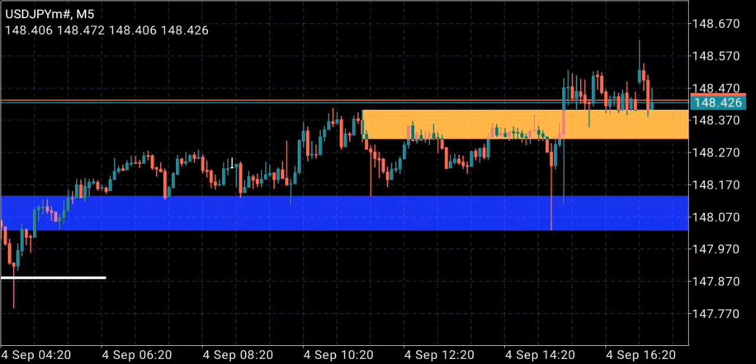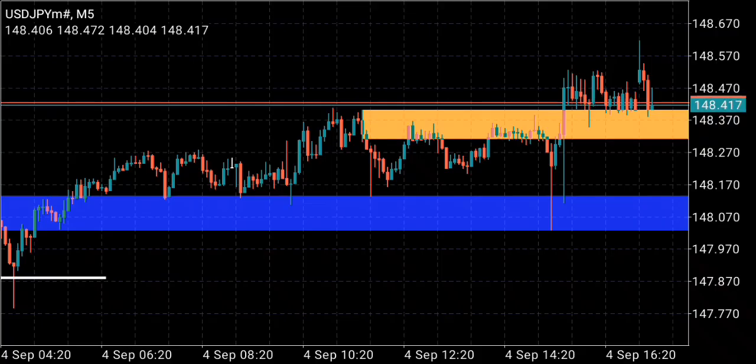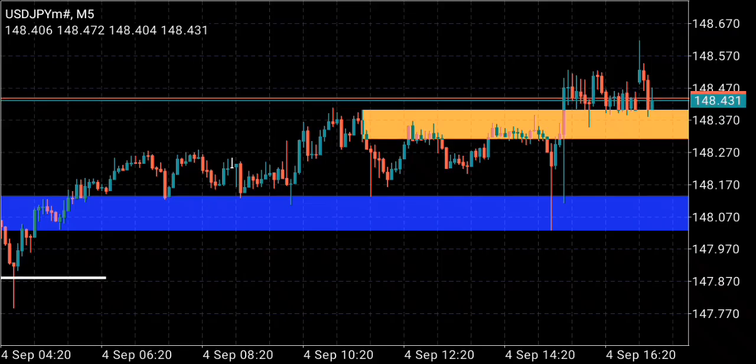Back on that yellow shaded area, still some buying into that yellow shaded area, which is still strong bullish.